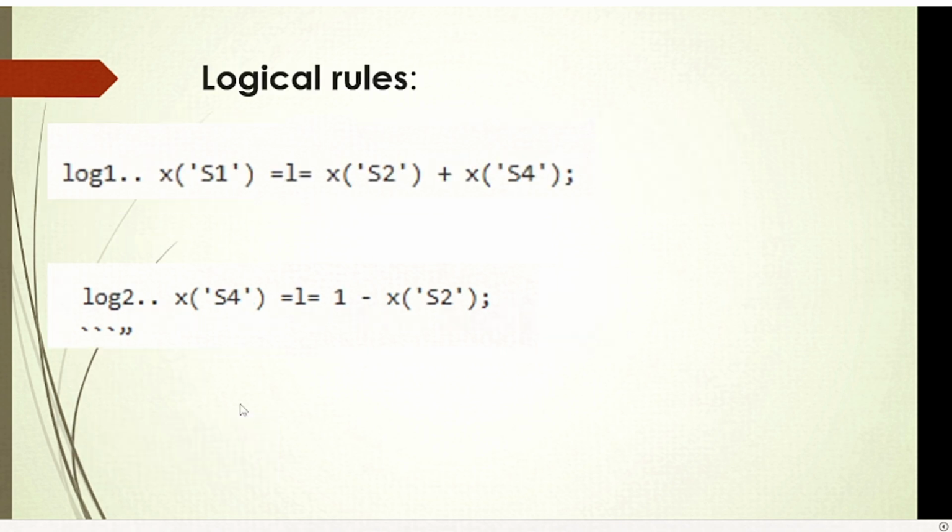As last conditions, we have the logical rules. If S1 is installed, at least one of S2 or S4 must also be installed. And so we put L because it means that X S1 is limited by X S2 plus X S4. And the last condition is another logical rule that says that if S4 is installed, then S2 cannot be installed. So one removes the other.